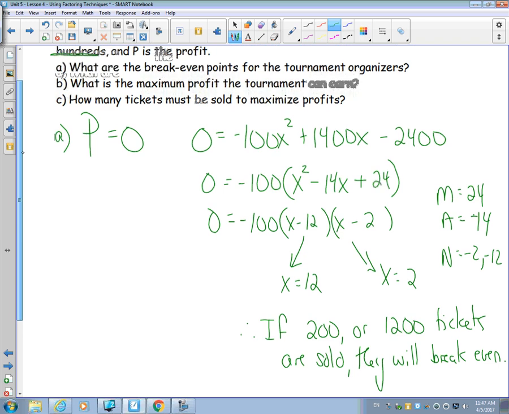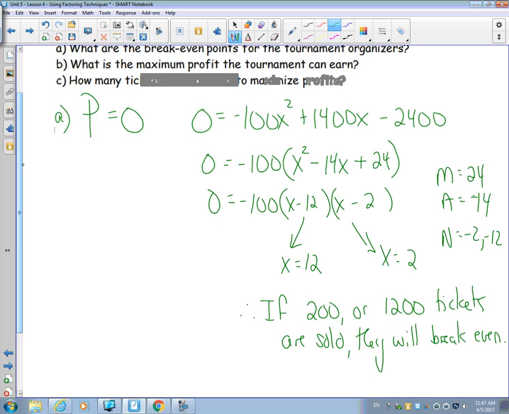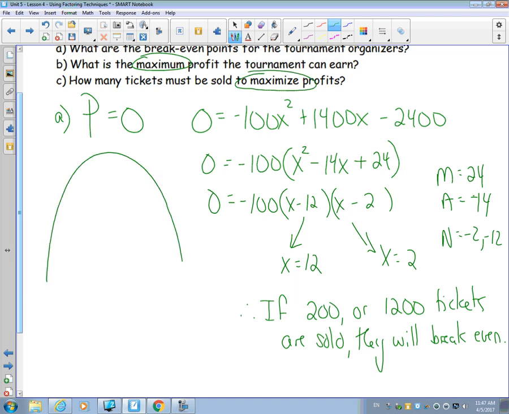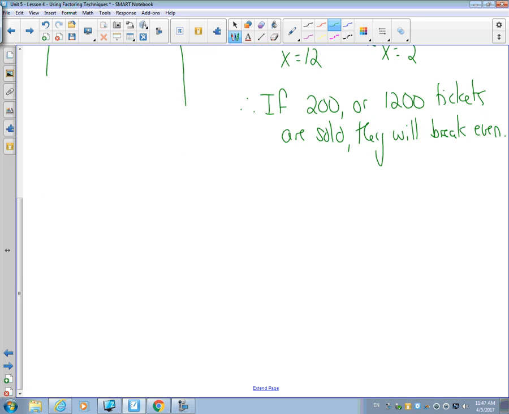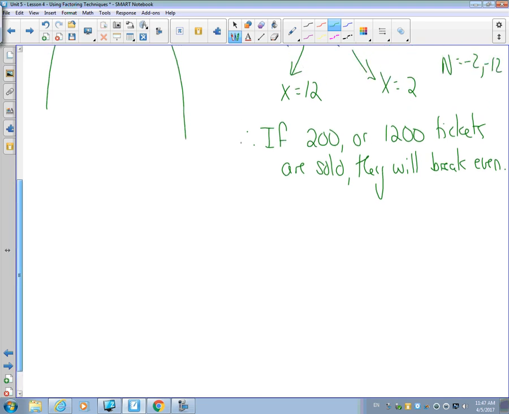Okay, part B. What is the maximum profit? Oh, the maximum profit. And C, how many tickets must be sold to maximize profits? So both of these questions involve the word maximize, maximum. We know that maximums happen at the vertex. So without ever asking us, they're telling us to find the vertex. How can we do that? We've got two options. We can average our zeros or use negative b over 2a. Now, I have my zeros right above me. I can see them there, so I might as well use those ones.